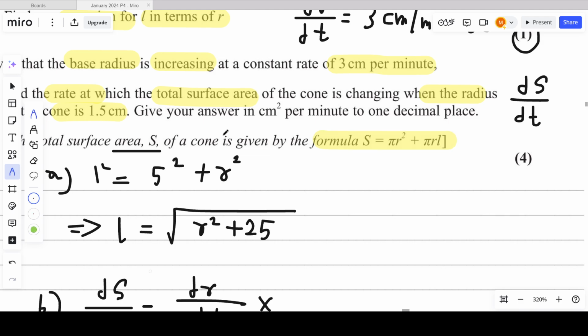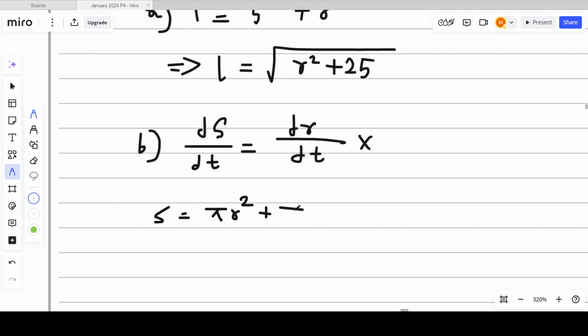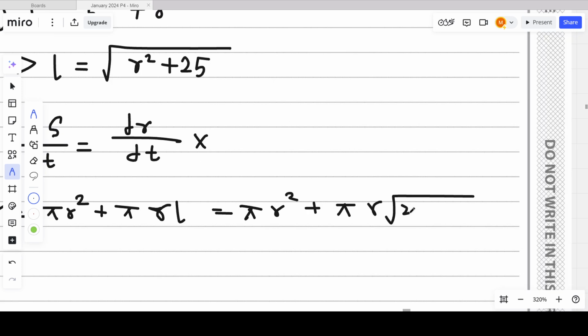The s is what? Pi r squared plus what? Pi rl, right? So look, s equals pi r squared plus pi r l. In place of l, you can put the equation for l we found in the previous question. So that should be what? Pi r square root of 25 plus r squared. Fine.